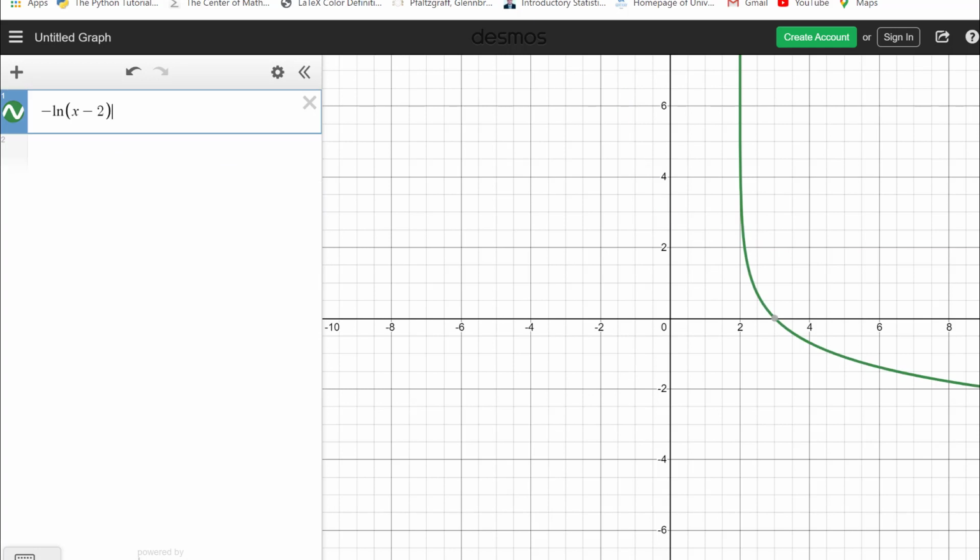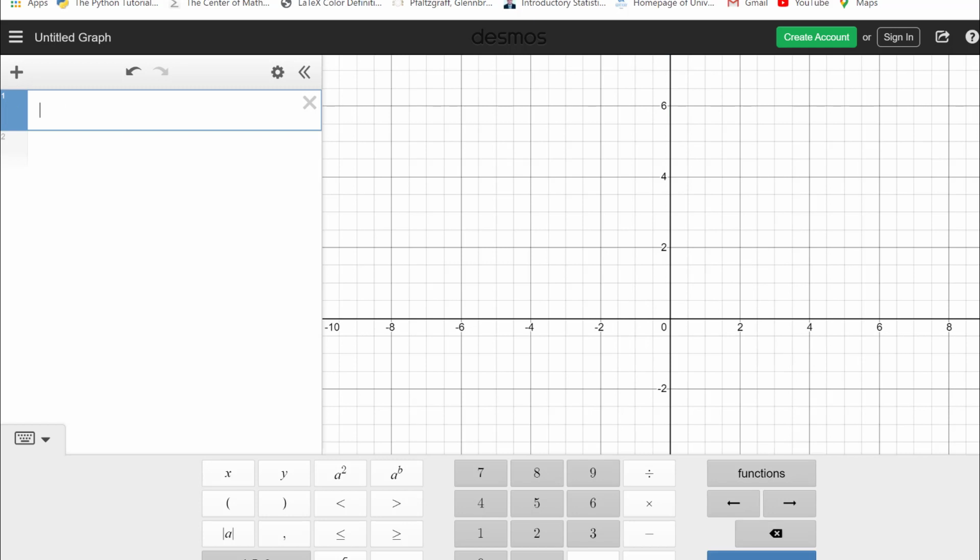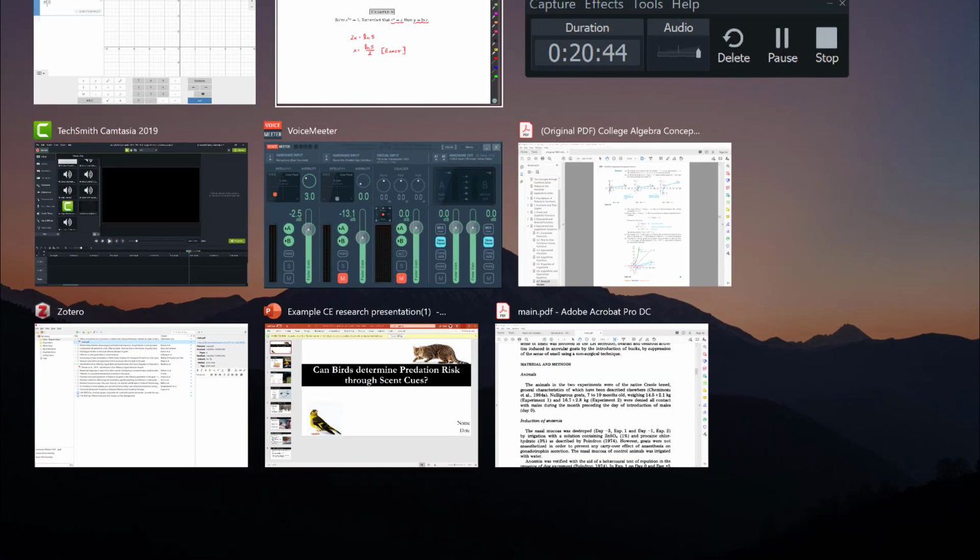Let me clear these out. Natural log of 5 over 2. That was wrong. There we go. Natural log of 5 over 2 is 0.8047. So that's the approximate answer.